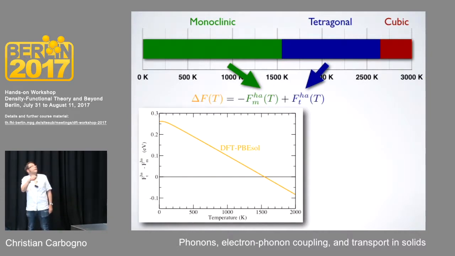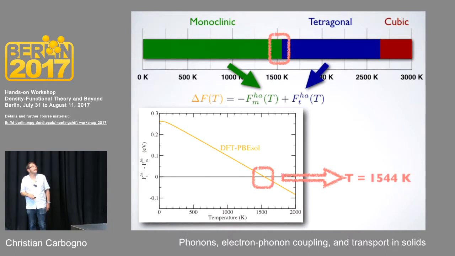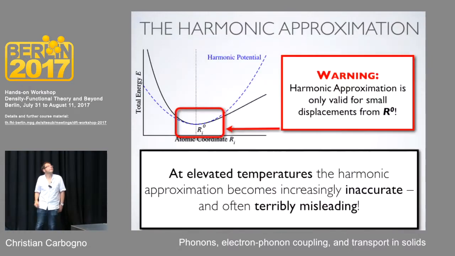If you look at the difference as a function of temperature, you see that this is a falling function. So you see that the tetragonal structure becomes more and more stable with temperature. You have this change of sign at roughly 1500 K, and this roughly corresponds to what you observe experimentally. So you have this phase transition due to the nuclear motion at 1600 K. Still, be careful.